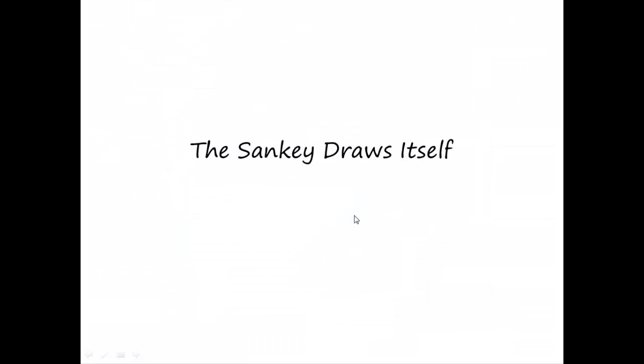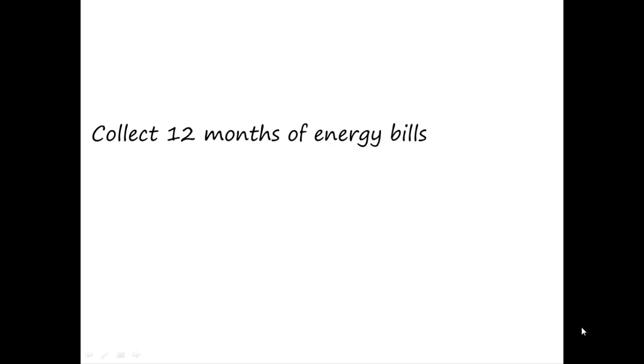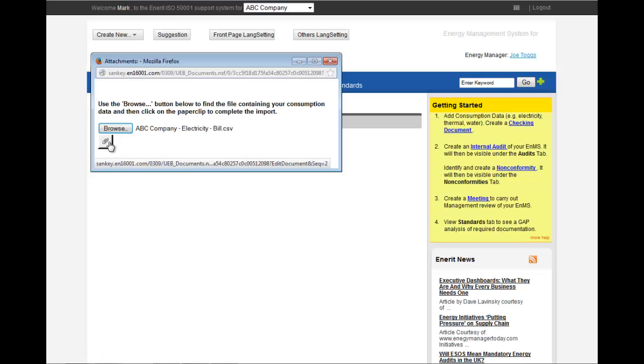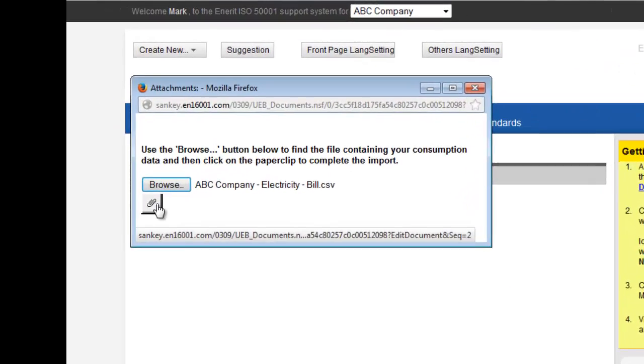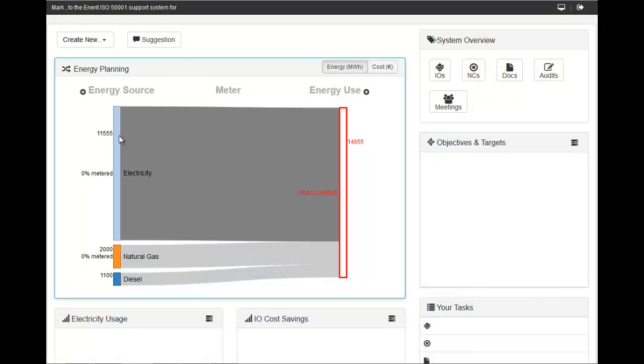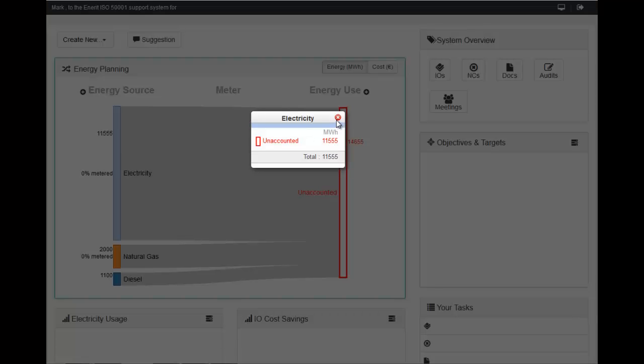So this is how you get started building your Sankey. The good news is that you probably already have what you need to get started. Collect 12 months of billing data for your different energy sources, and then begin by importing that data, and you'll see the Sankey draw itself. Initially, when you import your energy, it all flows towards unaccounted.